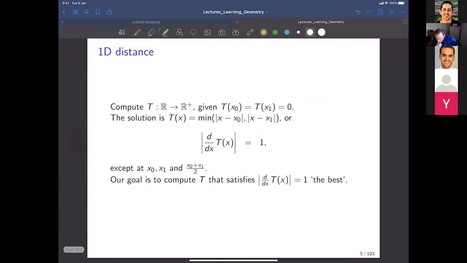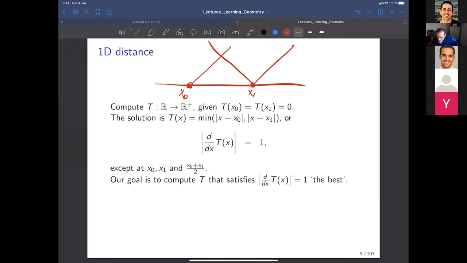Let me just show you this example because it's important. If I have two points at which I know that the distance is equal to zero, this would be x zero, and this would be x one. The distance from x one would be this function, and the distance from x zero would be this one. The distance from the two points would just be the lower envelope of these two functions, because in this case I'm asking for each and every point which source point is closest to you, and then what is the distance from you.